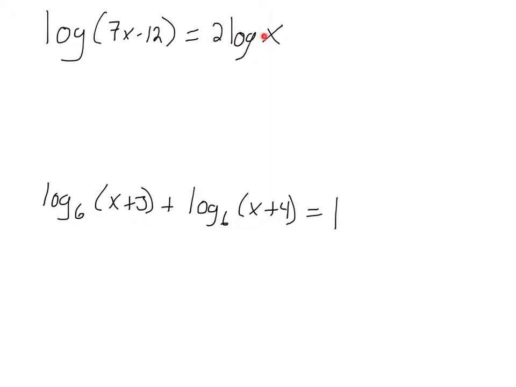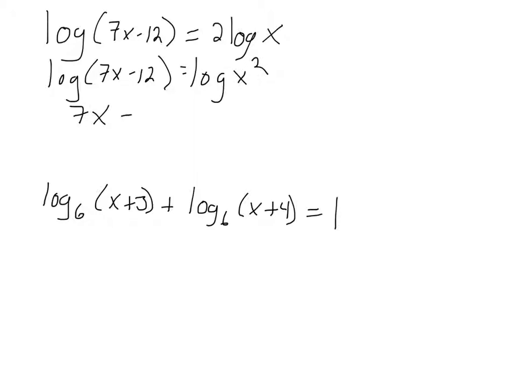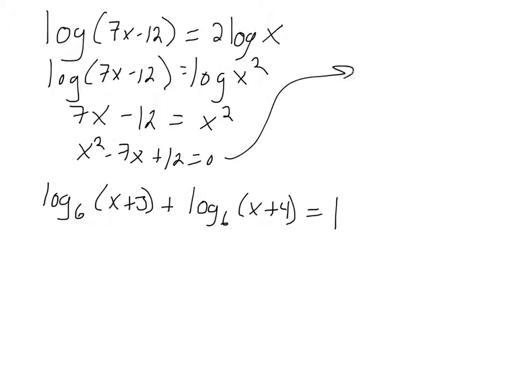First off here, if I have this 2 out front of this log x here. Log x squared. Yep, take log of, bring that 2 on the inside, and so we end up getting that 7x minus 12 is equal to x squared. Right, and so we have a quadratic, so we get x squared minus 7x plus 12 equals 0. And that'll factor out as x minus 3 times x minus 4. So x could equal 3 or 4.